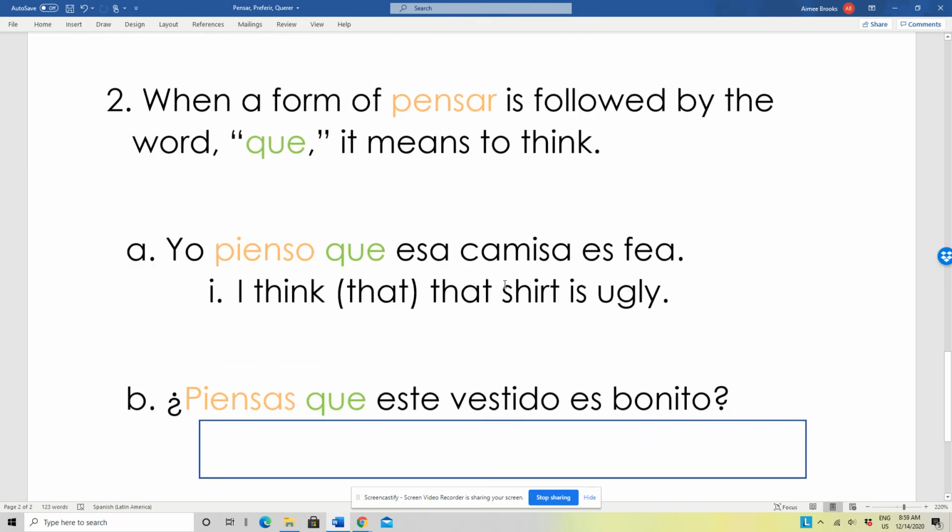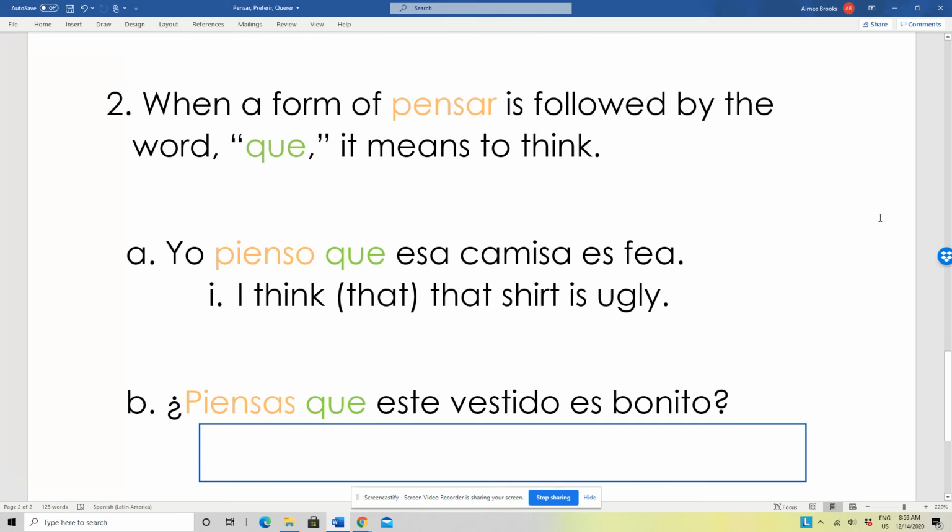When a form of pensar is followed by the word que, it means to think. And remember, the word que, that conjunction, means that or than. Let's look at this example. Yo pienso que esa camisa es fea. I think that that shirt is ugly. In English, we can omit the first that. I think that shirt is ugly, and it makes sense. But in Spanish, you have to have that there for it to make sense.